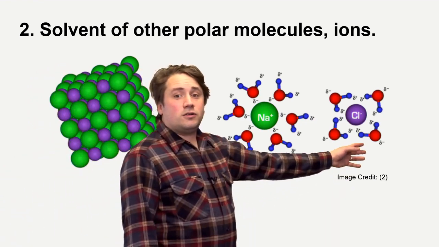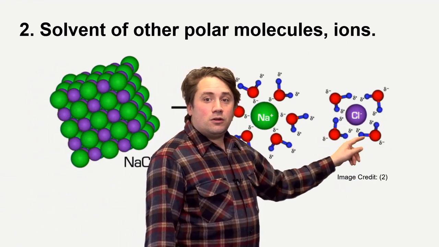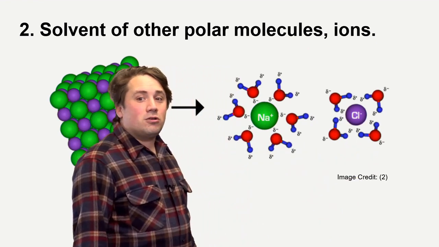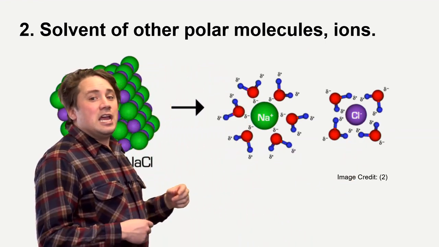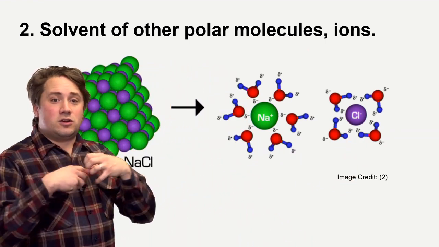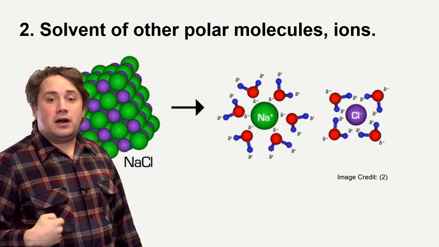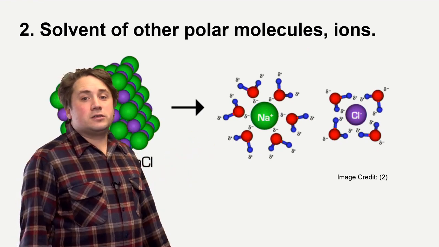And conversely, around the chlorine, you have all the hydrogens butting up, trying to get a little bit of the negative action that's happening on this chloride ion in solution. And so what this does is it prevents the sodium and the chloride from coming back together and reforming an ionic bond with each other. And so this is how things that are polar remain in solution.